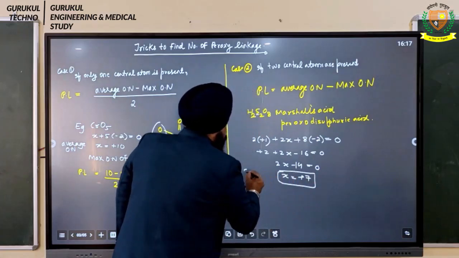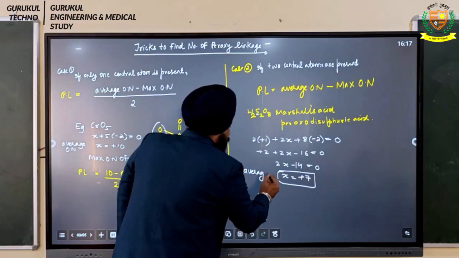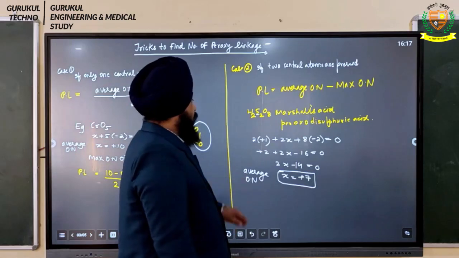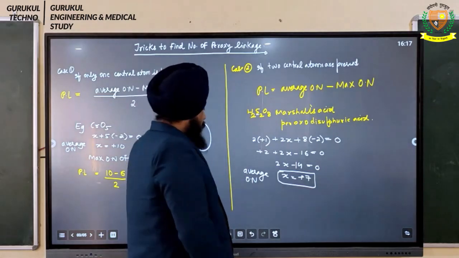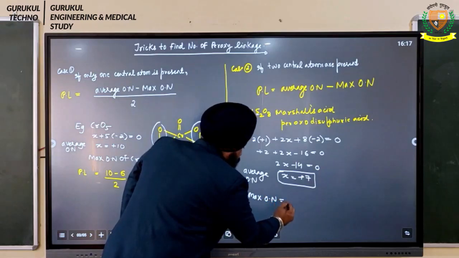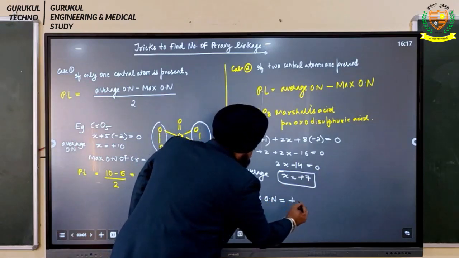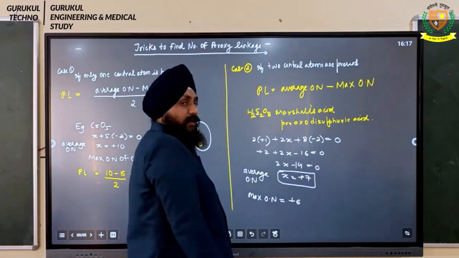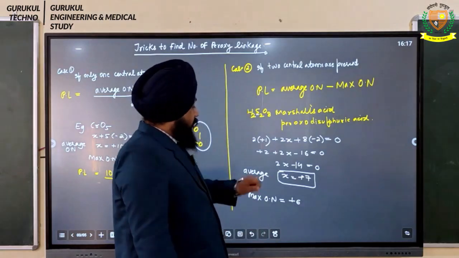Yes, this is your average oxidation number, and this is for sulfur. For sulfur, the maximum oxidation number is going to be plus 6. Okay, for sulfur the maximum oxidation number is plus 6.